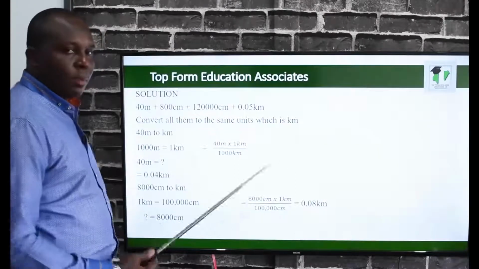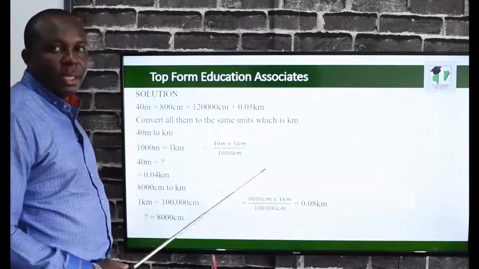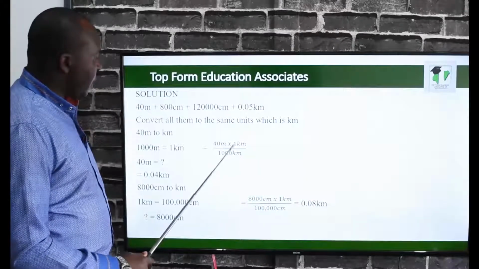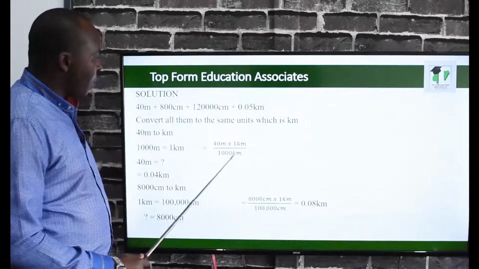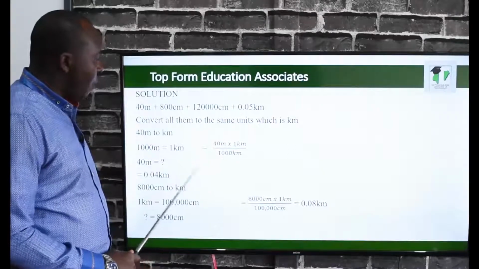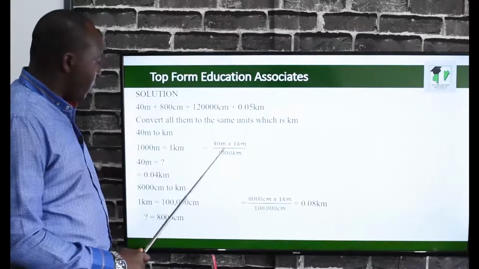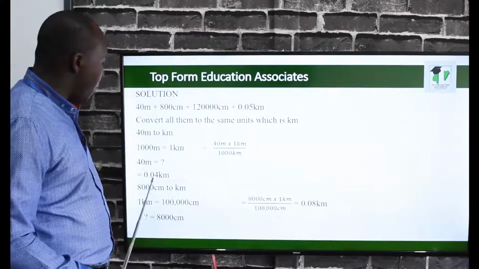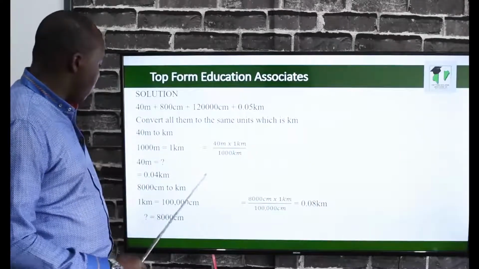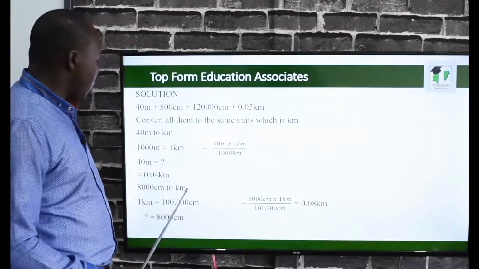By now, I'm expecting you to be doing all this by yourself without looking at the video again. 40 meters times 1 kilometer over 1,000 meters. Meters cancel meters, 0 cancels 0. We have 4 over 100. 4 divided by 100 will give me 0.04 kilometer. 0.04 kilometer.